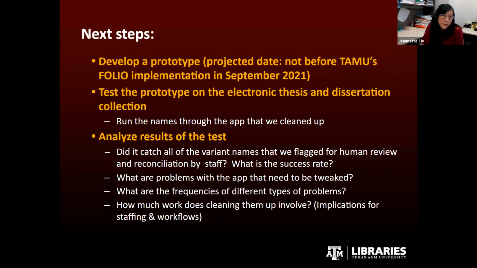So that's kind of where we are now. We have this data set cleaned up and ready to test. And so we're waiting for the prototype to be built, but we don't anticipate that happening before September 2021. And by September, we will have completed our implementation of Folio. So we'll have migrated by then. And when the prototype does get developed, we'll run the names through the app and test to see how well it caught all the variant names.